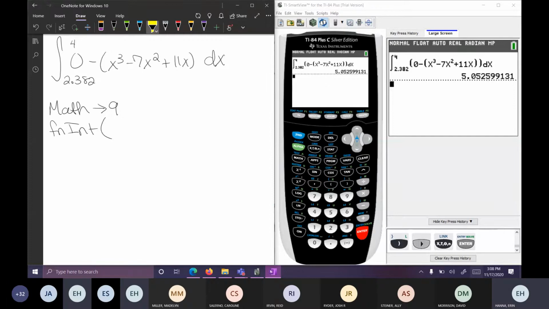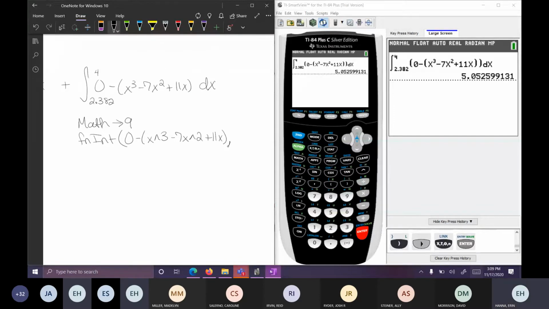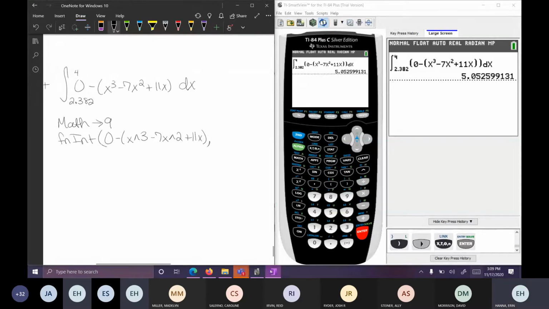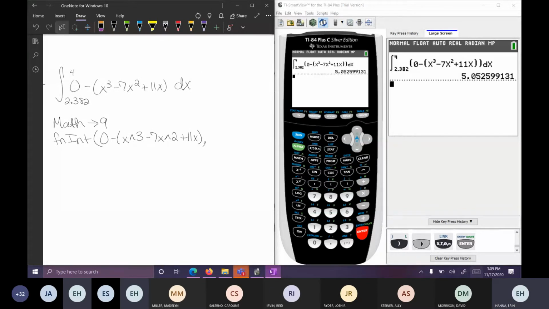The first thing you're going to type in is the integrand, the thing that you're trying to integrate. So you would type in 0 minus x caret 3 minus 7x caret 2 plus 11x, parentheses. And you're still going to use that variable button. I'm pretty sure it's still in the same spot right by the alpha button. Whenever you want an x, you want to use that. And once you have all that typed in, you're going to do a comma, which should be right above the 7. The buttons shouldn't have moved between newer ones. You're going to hit that variable button again.